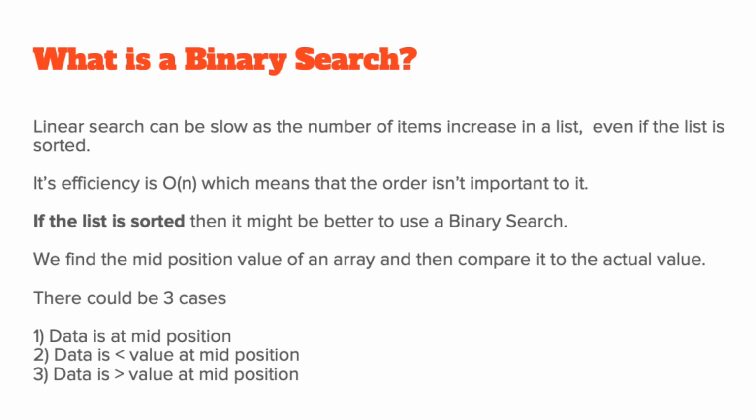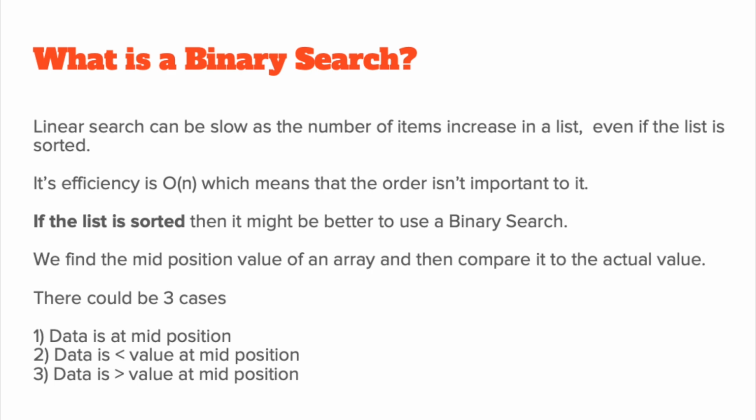But we look at the worst possible scenario, and that's big O notation, if some of you remember that from the theory lessons. Now, linear search's efficiency is O(n), which means that the order isn't important to it at all. If the list is sorted, then it might be better to use something called a binary search. So how does binary search work?